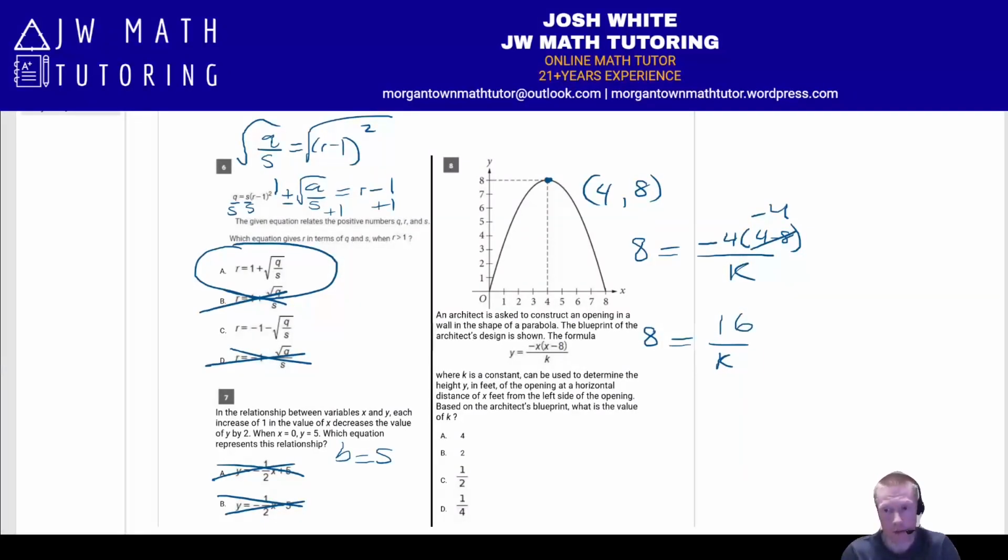And at this point, you can probably just look at this and figure out that the correct answer is going to be B, that k has to equal 2, because 16 divided by 2 is what equals 8. But if you weren't sure, you could cross multiply and get 8k equals 16, and then just divide by 8. Okay, and you get k equals 2. So the correct answer for this one is going to be letter B.